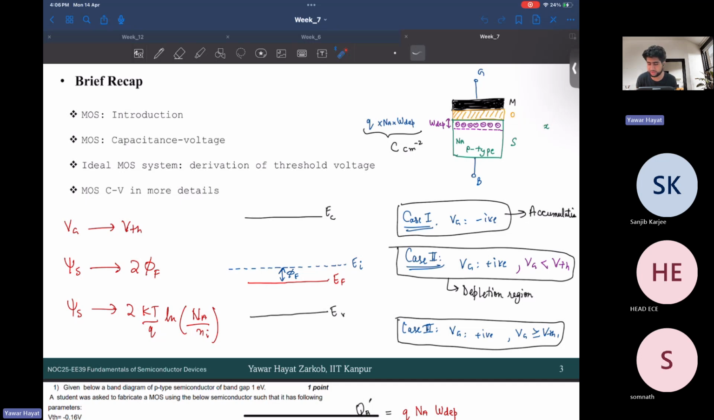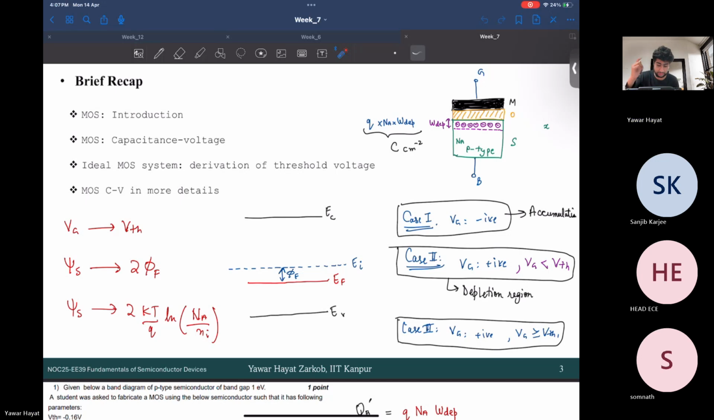Similarly, when your gate voltage is greater than the threshold voltage, and your VG is positive, that corresponds to the region of inversion. And how do we define this threshold voltage? The discussion we headed towards was about this VTH. At VG equal to VTH, your surface potential is 2 phi.